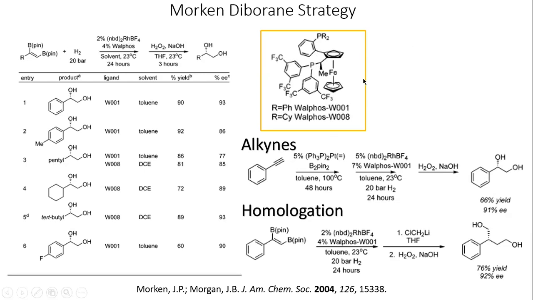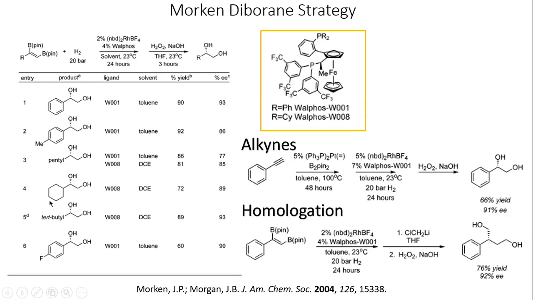So Walphos has this ferrous iron ferrocenyl complex out here, but what binds to the ligand, to the rhodium, is actually the phosphorus groups right here. They chelate to the metal, and that's where your chirality comes from. And you can see right here with the Walphos, when R is an aromatic ring, where R is a phenyl group, in toluene you get 90% yield, 93% EE. And I think the maximum enantiomer selectivity for this system was 93%, right?